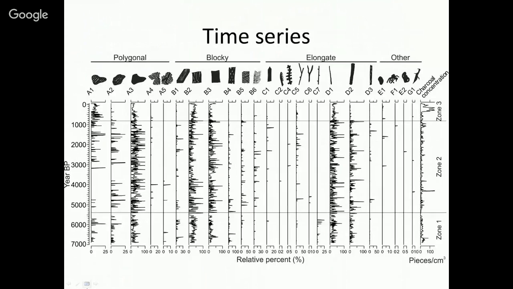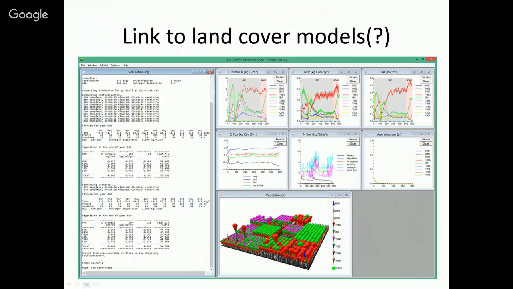And then we get lots of squiggly lines. So this would be a sediment core with the recent at the top and the past at the bottom, and the variation in the charcoal assemblage, or morphology assemblage, through time. And then the ultimate goal would be to link that with land cover models, if that's possible. And so, how to pursue that.